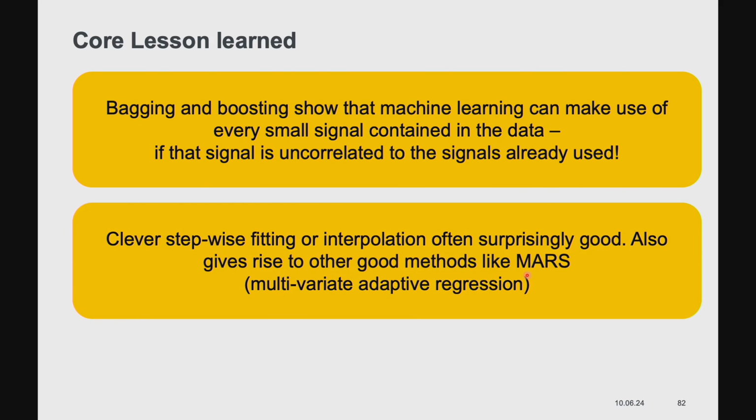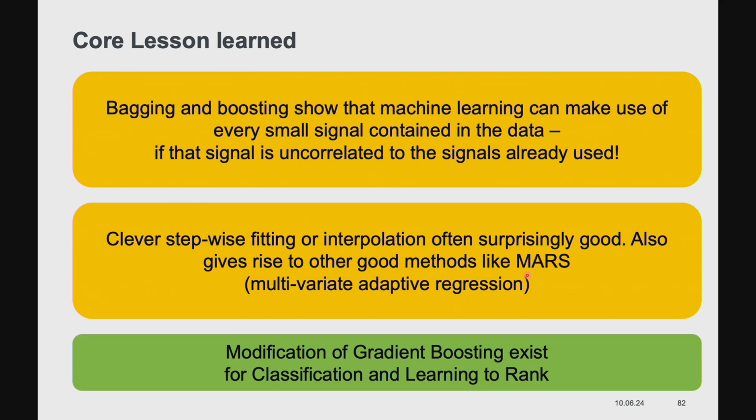And there are, of course, many variations. Here I showed you gradient boosting for numerical predictions for regression tasks, but you can also do this for classification or learning to rank. And I showed you the discrete AdaBoost, but that exists also for numerical regression, so the counterparts always exist.